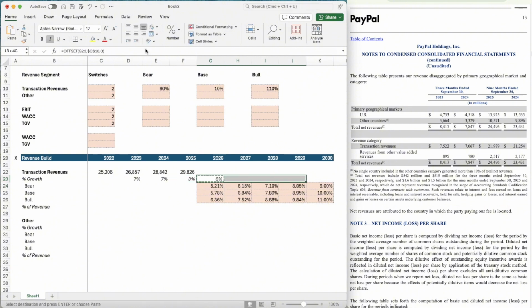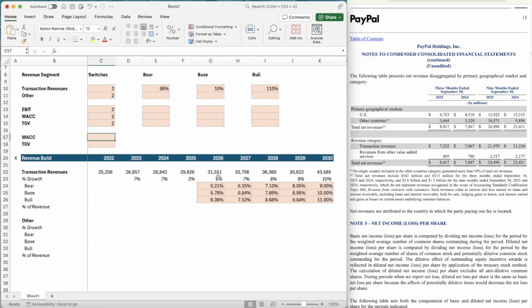There we have it. Pull that across. And let's just work out the forecasted revenues. To do that, you take the previous year multiplied by 1 plus the growth rate, close brackets. Let's pull those across. Now I'm going to show you how the switches work.